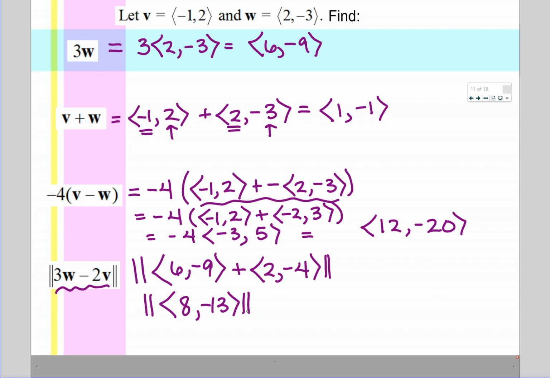Now, if you need to, you could draw a picture of this. 8, -13 would start at 0, 0, and go 8 to the right and 13 down. Vector would look something like that, rough sketch. We are finding the length of that. This is just a Pythagorean theorem. We know it's 8 on one side, 13 on another. 8 squared plus 13 squared, take the square root, you get your answer. I wouldn't even put the negative in there because everything's positive anyway. So what is that? 233 under the radical.